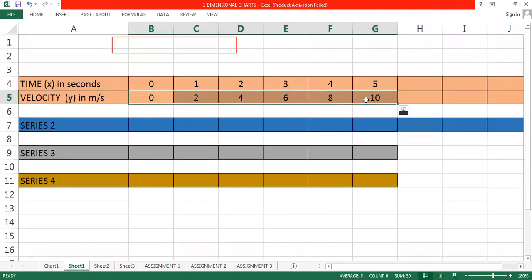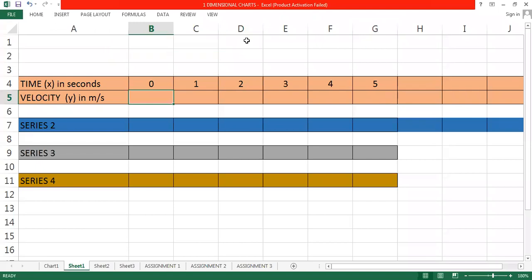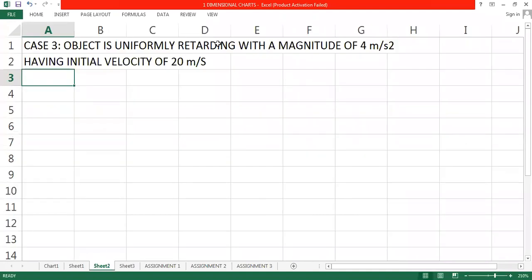So when we started, what was the velocity of the object? Come on, type quickly. What is the velocity when we started the motion? How much is the velocity? 20 meter per second. But the object is uniformly retarding. And what is the magnitude of retardation? 4 meter per second square. What does it mean? It means that the velocity of the object is going to decrease at a rate of 4 meter per second.